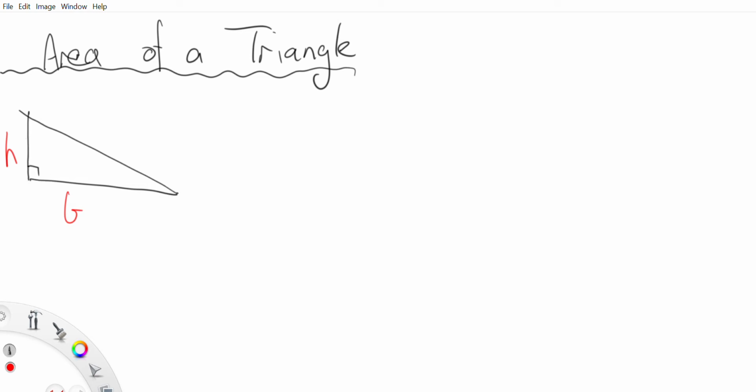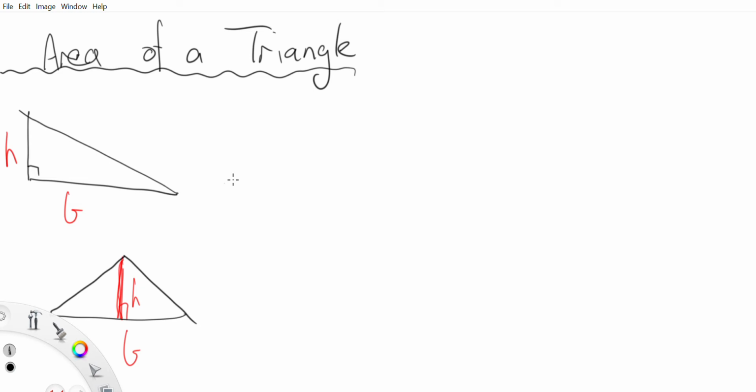But they might try and trick you with a triangle that looks like this. The base is still down the bottom, that's easy, but the height is that vertical there, up and down, so that is our height. So that's where they might try and trick you.